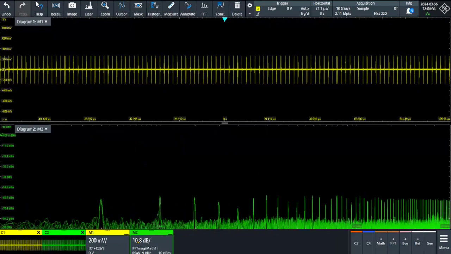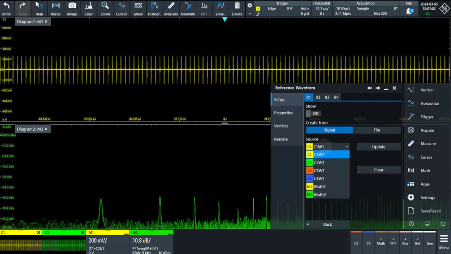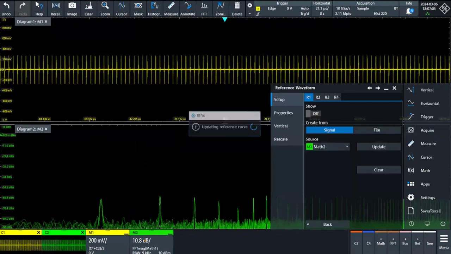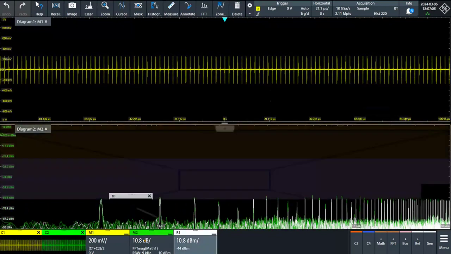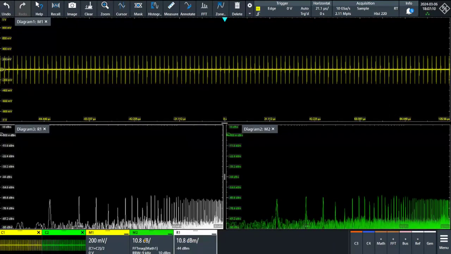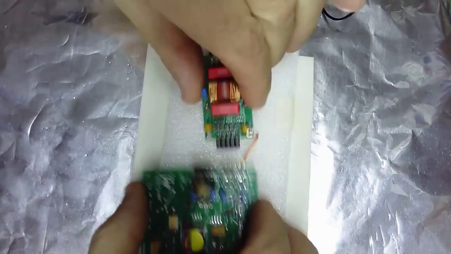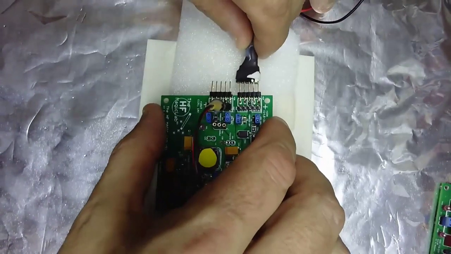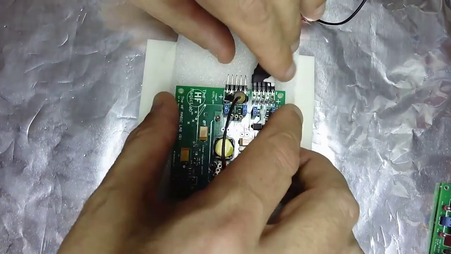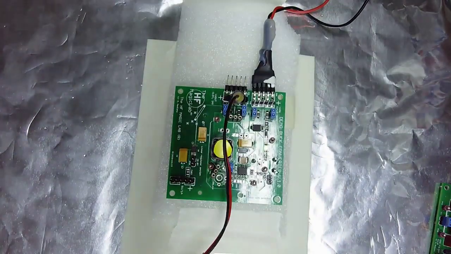If we are interested in the differential mode, look at this. We can compare. For example, let me save in reference. In reference 1, I'm going to save math number 2, update. Okay, so this is the common mode. Sorry, I'm going to repeat because I am measuring with a filter. I need to make this measurement without a filter. Okay. So now it's easy to solve the problem.